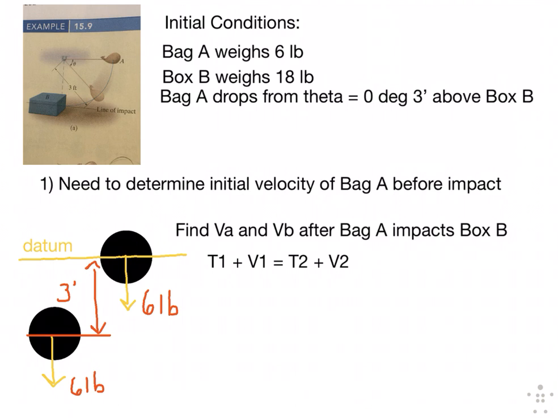I've drawn here the initial position of bag A, and then the final position of bag A right before impact. I'm going to set my datum at the initial position. You could just as easily set it at the final position, it's just a matter of preference. The only force acting on our body is the weight, so we have our 6 pounds, and the vertical distance between the two conditions is 3 feet.